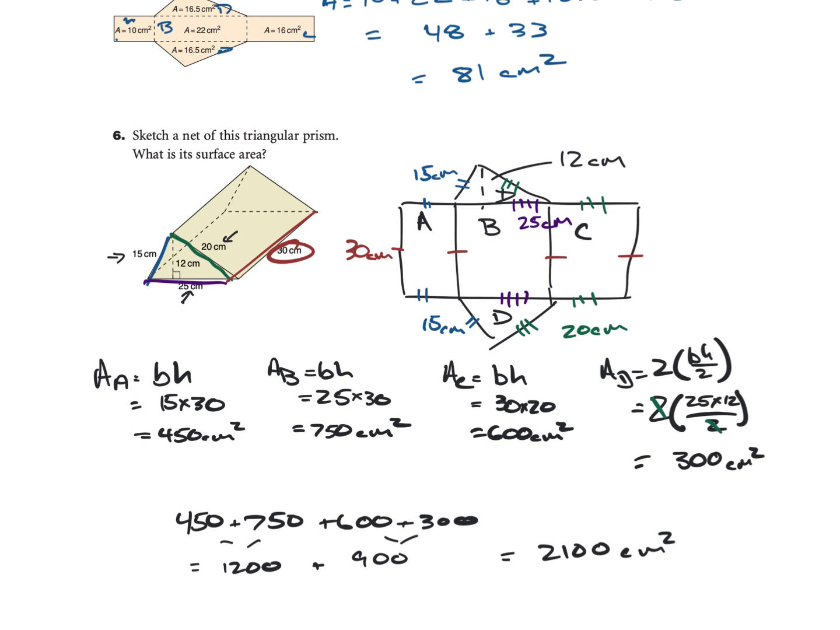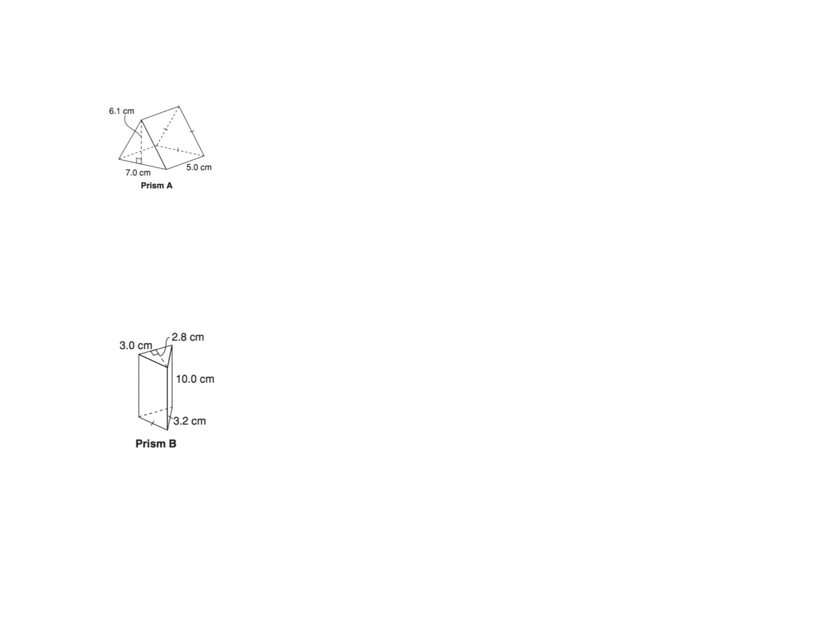In the next question, we have 4 triangular prisms. I'm not going to do a net for those ones. We're just going to calculate it out. So, like I said, I'm not going to do a net for these ones. I'm going to make that a little bit bigger so we can see it a little bit better. But we're just going to calculate it.